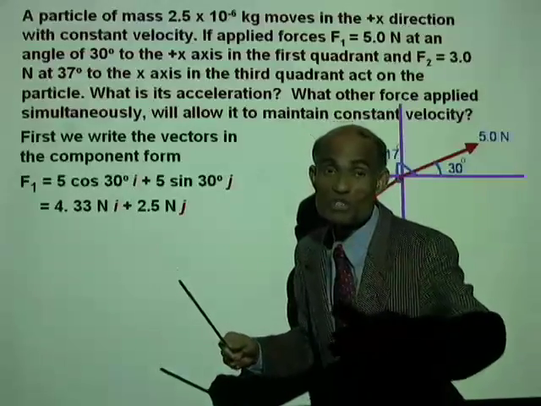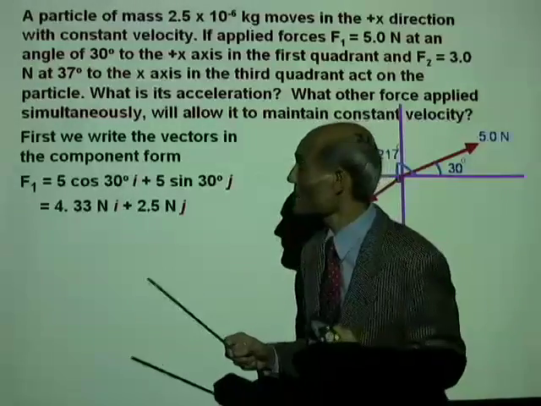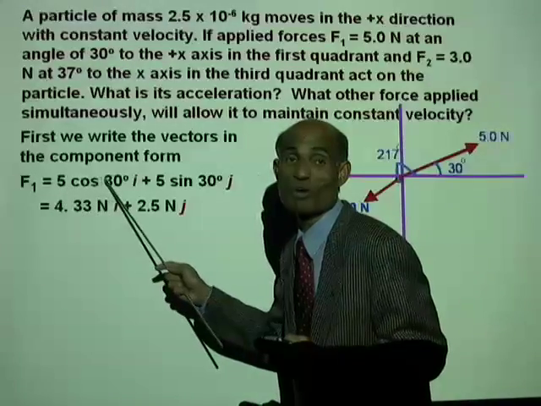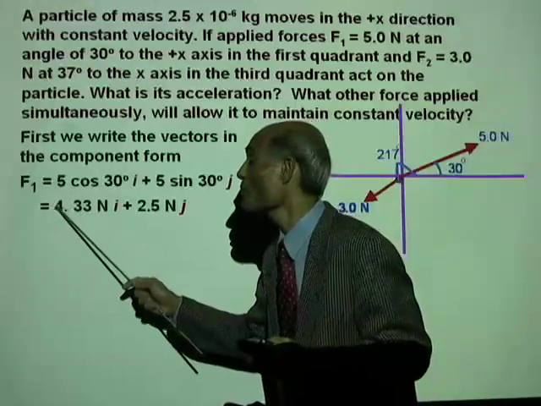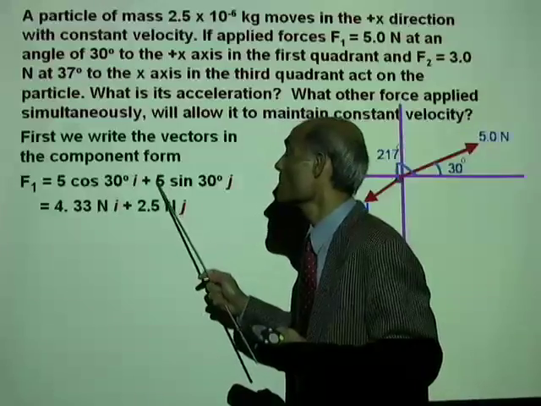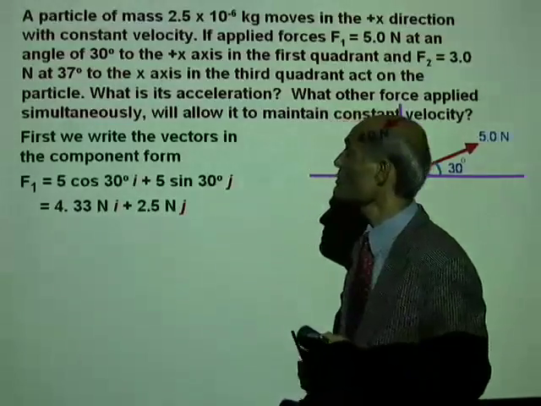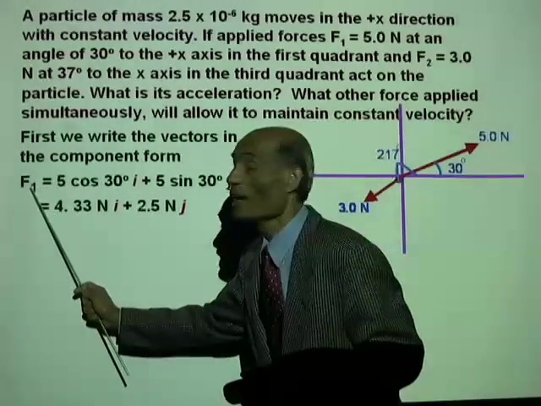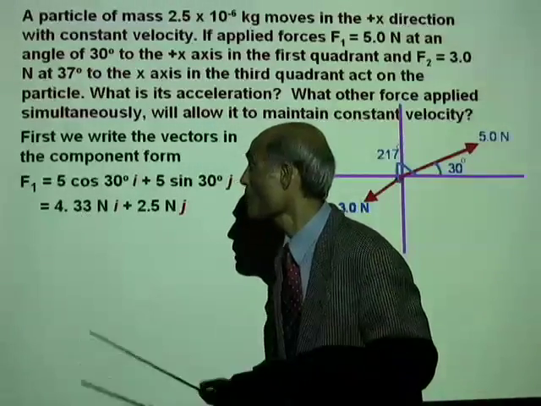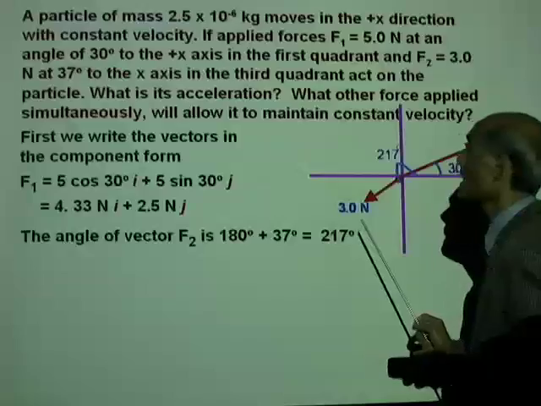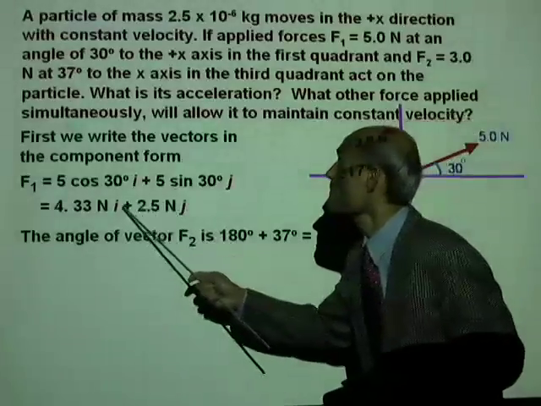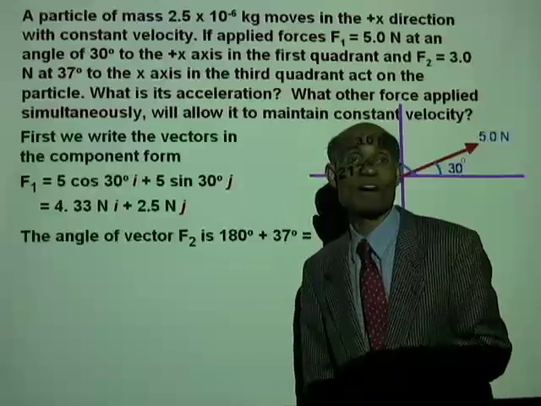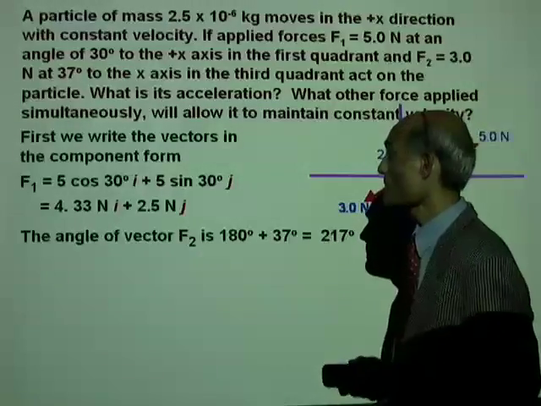Now you got to do this along with me. Keep your calculator ready and obtain these values. 5 cos 30 degrees is 4.33 Newton and 5 sine 30 degrees is 2.5 Newton. Therefore, F1 is 4.33 Newton I plus 2.5 Newton J.